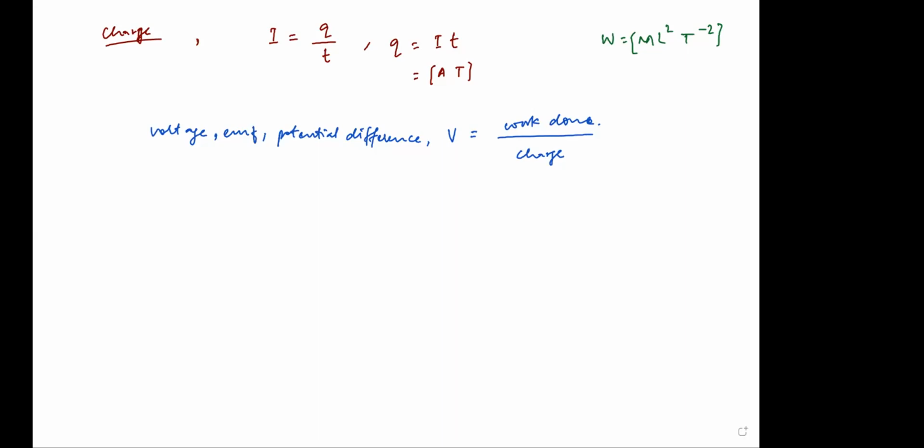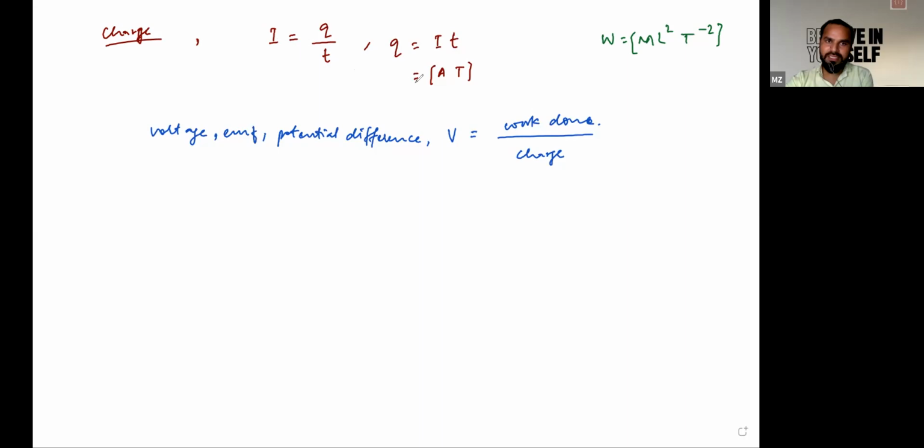Sir, what about charge? Is it electric charge? Yeah, okay, we have just derived this. Charge is equal to A into T.